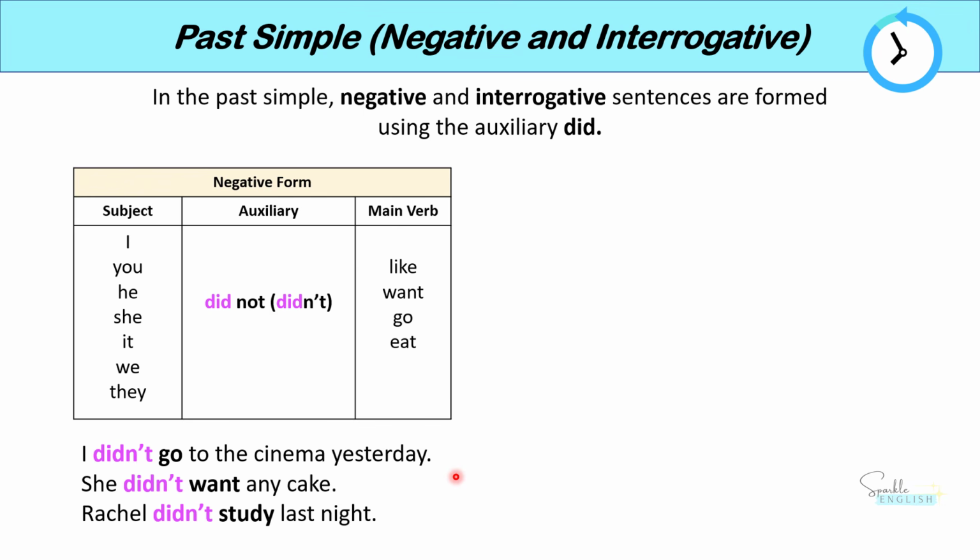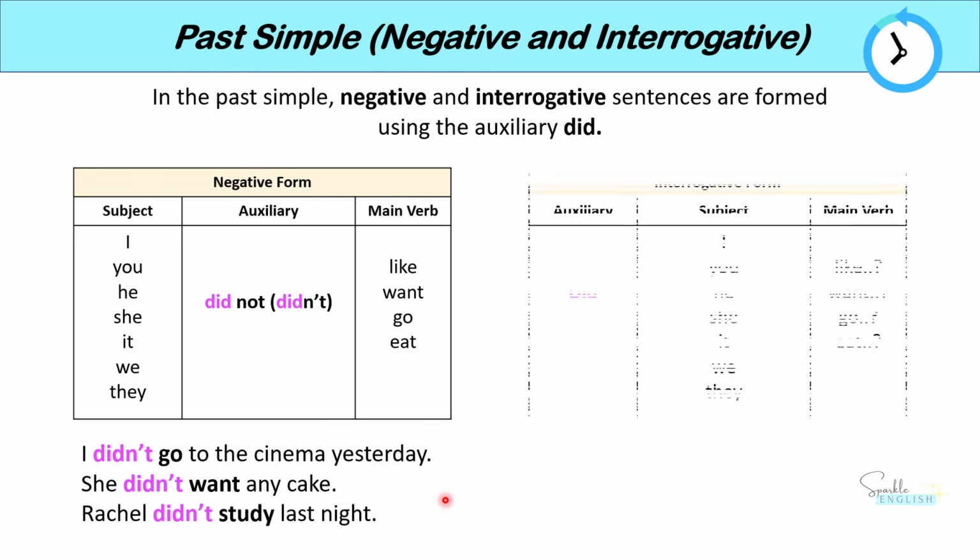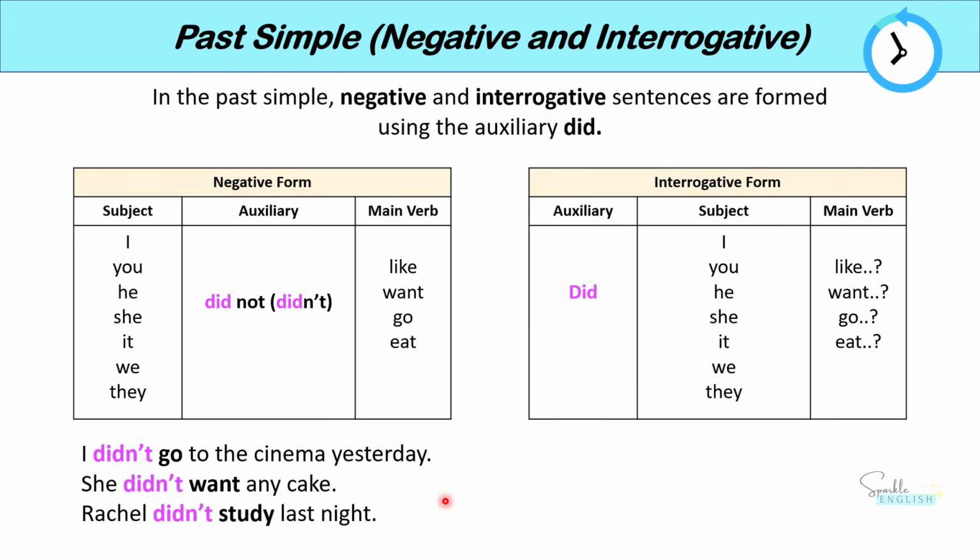I didn't go to the cinema yesterday. She didn't want any cake. Rachel didn't study last night. Again, didn't, and the verb always stays the same in the base form. Go, want, study. Now let's look at how we form interrogative sentences or questions.